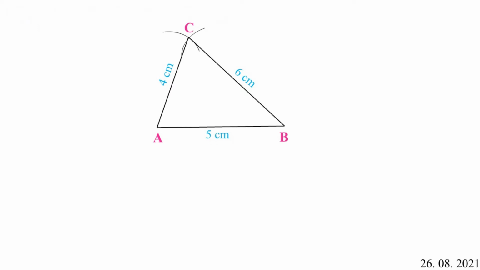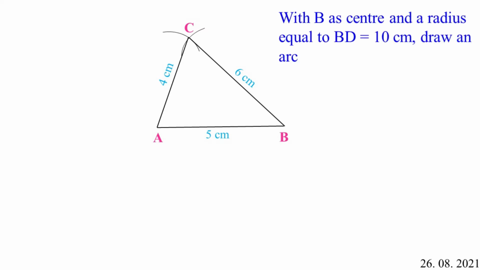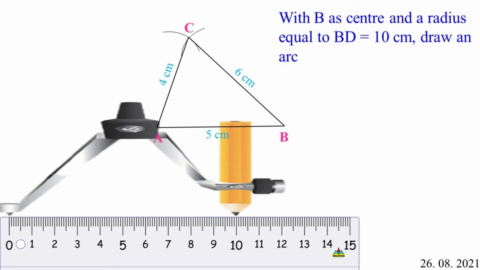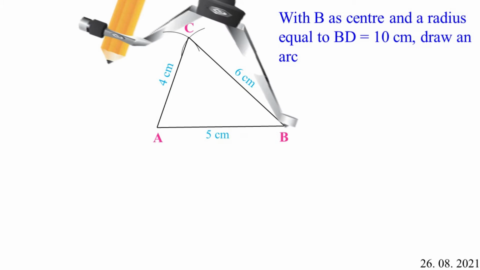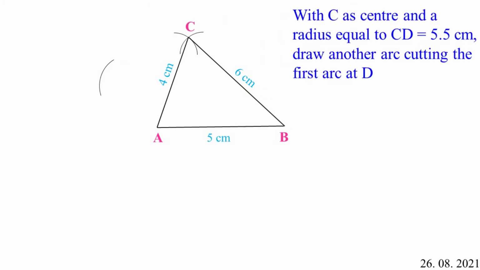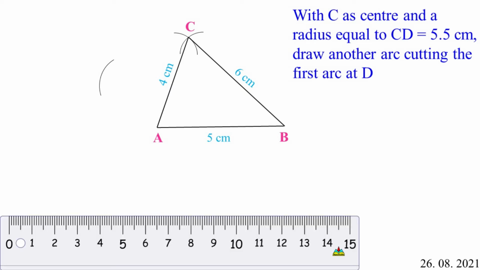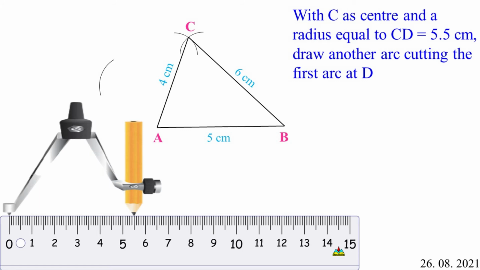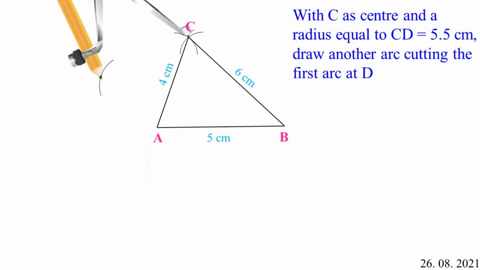Let's start with the next step. Now we draw diagonal BD equal 10 cm. Using ruler and compass, taking 10 cm radius with B as center, draw an arc above the segment AB. Next step, we draw the side CD equal 5.5 cm. Now using ruler and compass, take 5.5 cm radius with C as center, draw another arc above the segment AB to cut the previous arc. Name that point D.